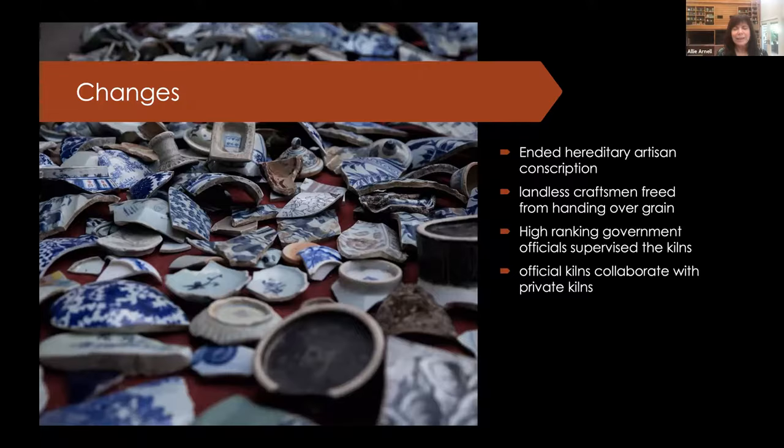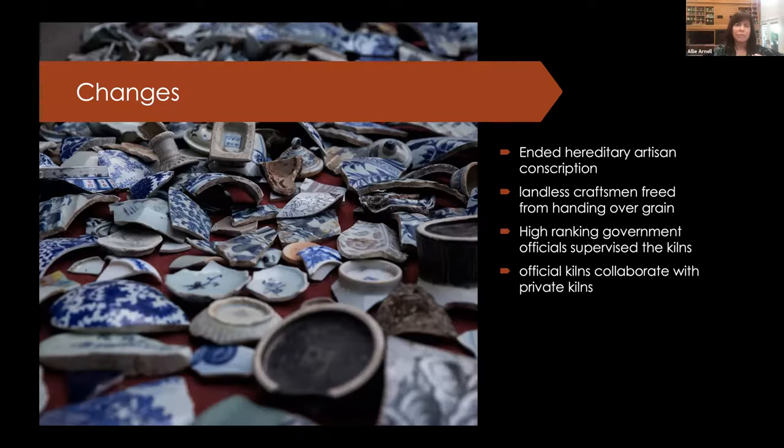And what would happen, of course, and I'll back up and say, for those of you who are interested, there were imperial kilns that existed to provide porcelain and other ceramics to the imperial court. And then there were private kilns that made works of art for private individuals and also for export. During this time period, the Qing Dynasty, we see more collaboration between the official kilns and the private kilns.